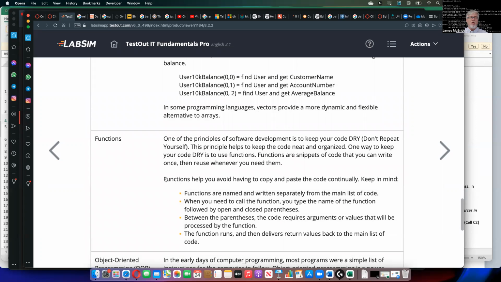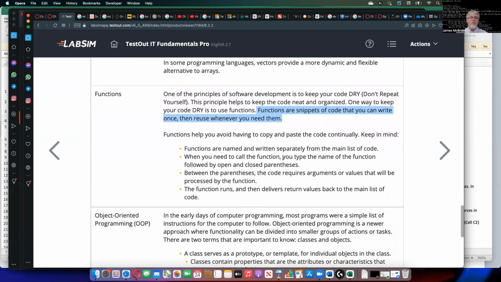And then functions. In other words, one of the principles software developers use to keep your code neat is DRY, sorry, don't repeat yourself. This principle helps you keep the code neat and organized. One way to keep your code dry is to use functions. Functions are snippets of code that you can write once and then reuse wherever you need to, which is fantastic. I did not exist in the programming world when this was really a big thing, but you could take that function and say, well, I'm going to use this over and over again, and then that way you don't have to keep writing it over and over again.